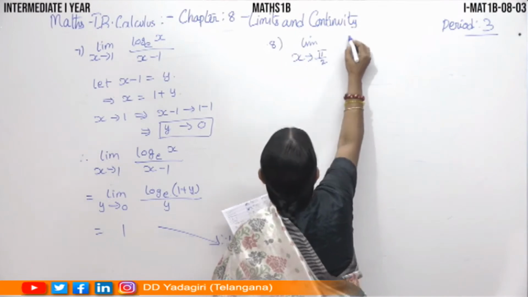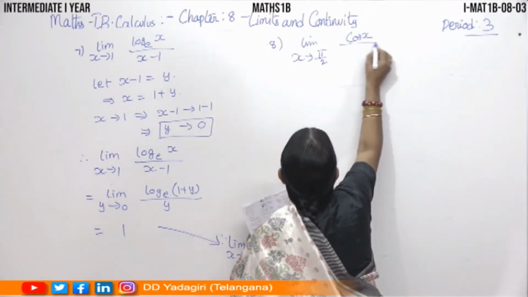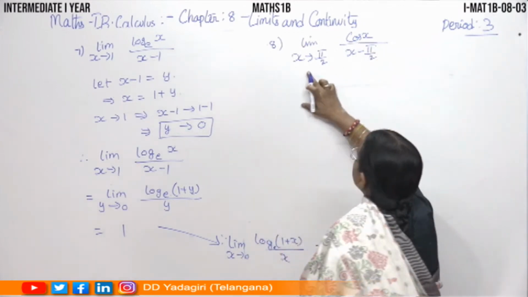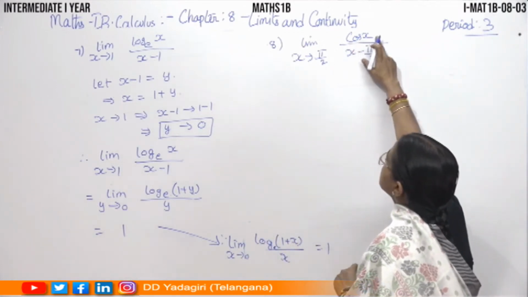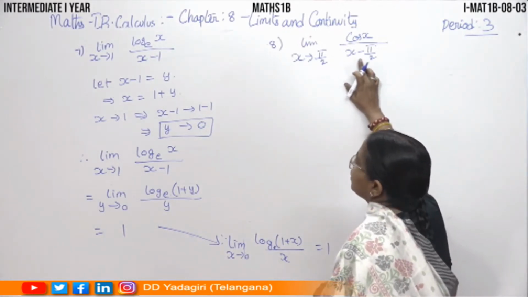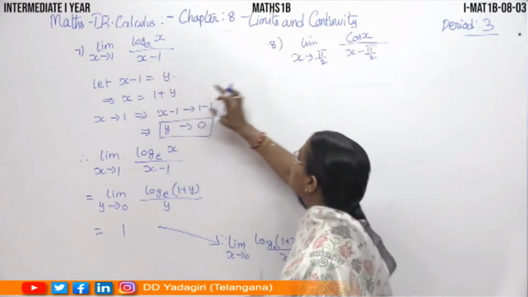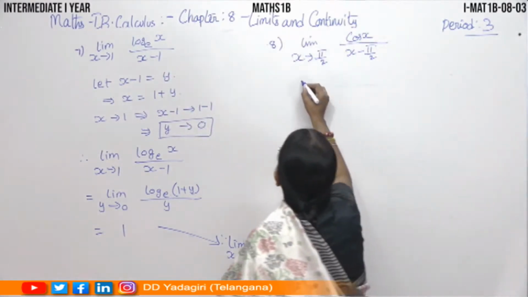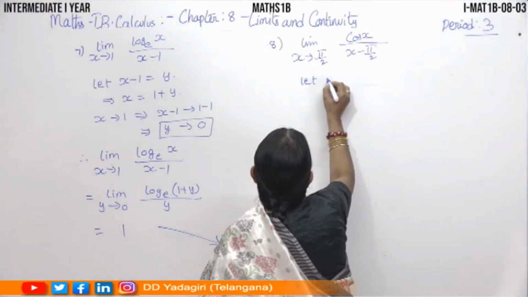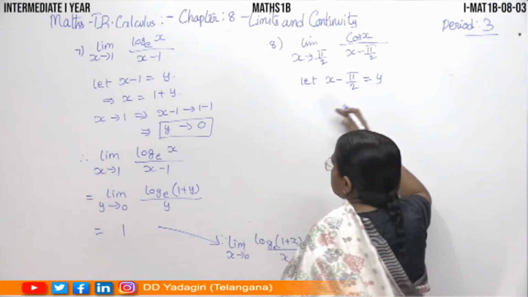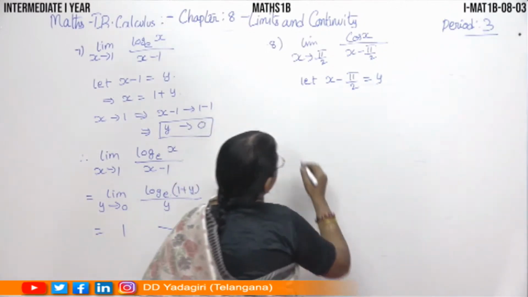Limit x tending to pi by 2 of cos x by x minus pi by 2. So here again, when you substitute pi by 2, cos 90 is 0, 0 by 0 form. So I have to do something. See, like how we have x minus 1 here, we have x minus pi by 2. So we'll let x minus pi by 2 be equal to y. By taking it like this, it can be reduced to the standard form.